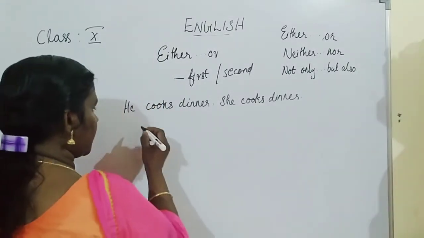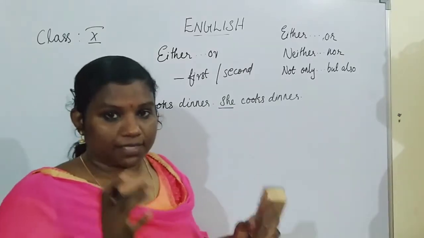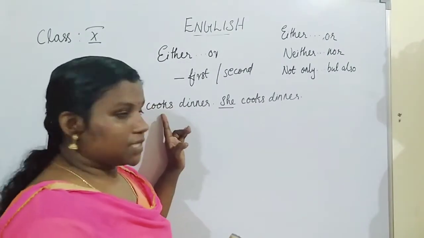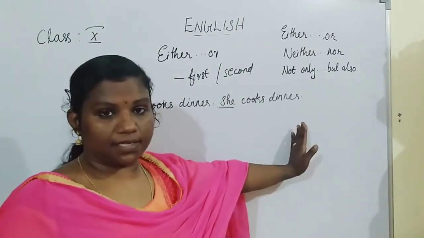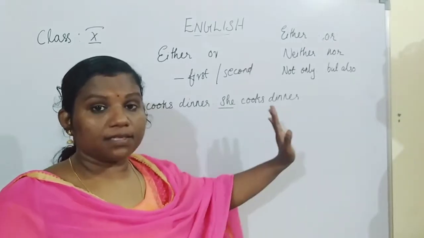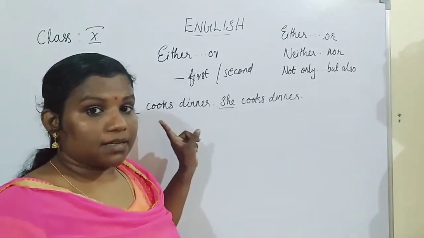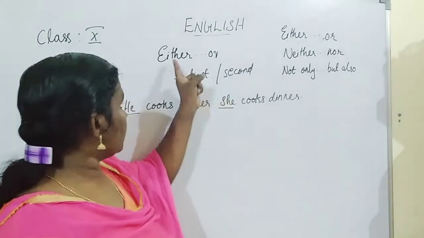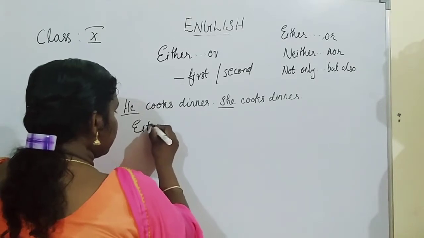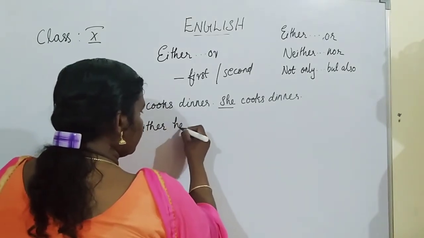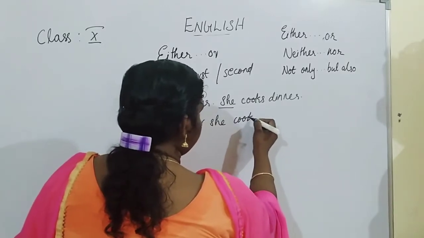Let me write here. Here, he, she, different subjects. But cooks, here also cooks. Here dinner and dinner. So verb and objects are the same. So we can connect these two different subjects with this either...or. So how can we write? Either he or she cooks dinner.